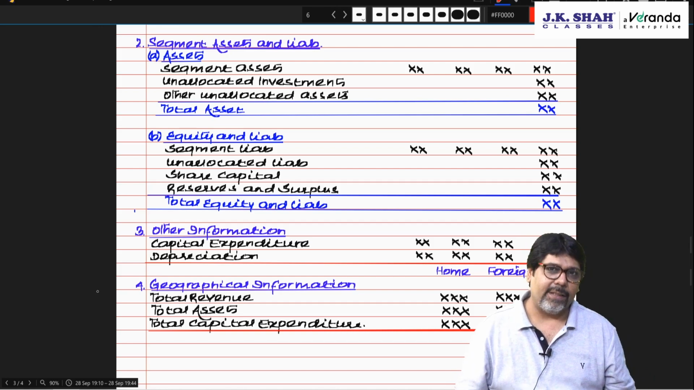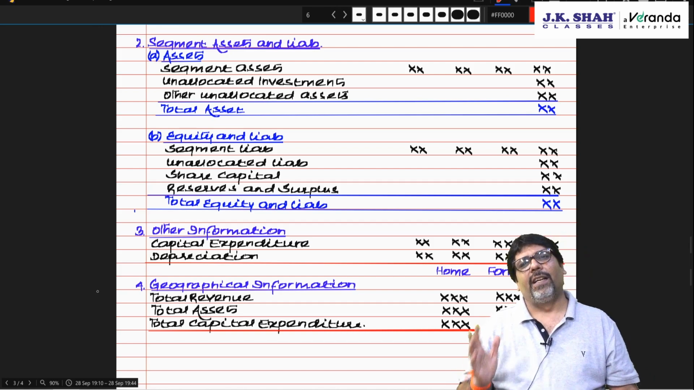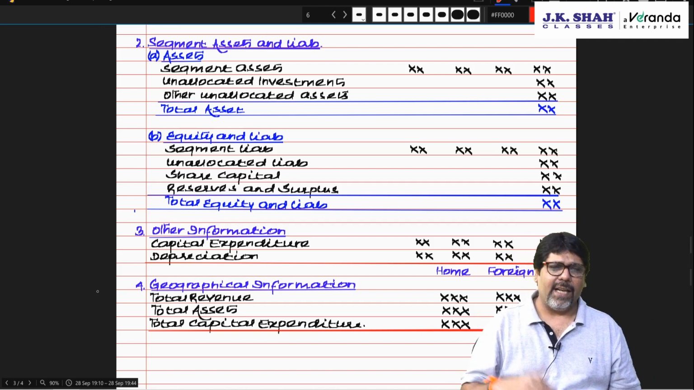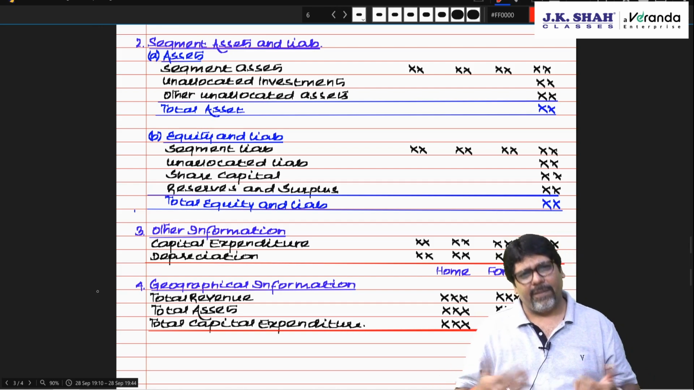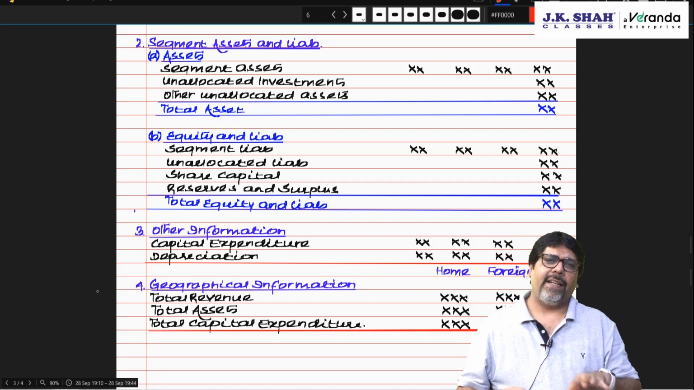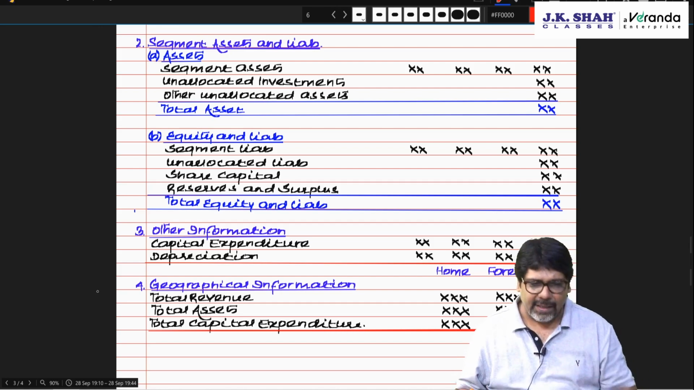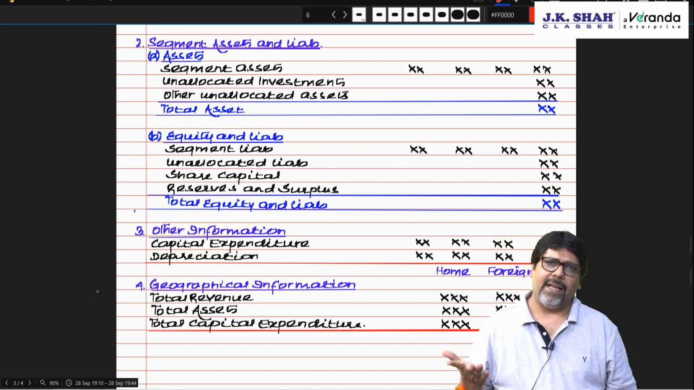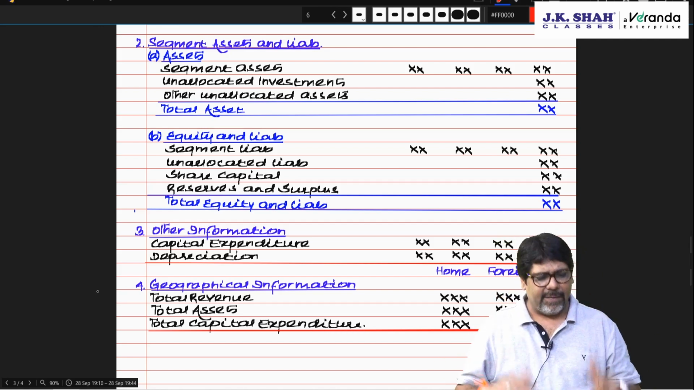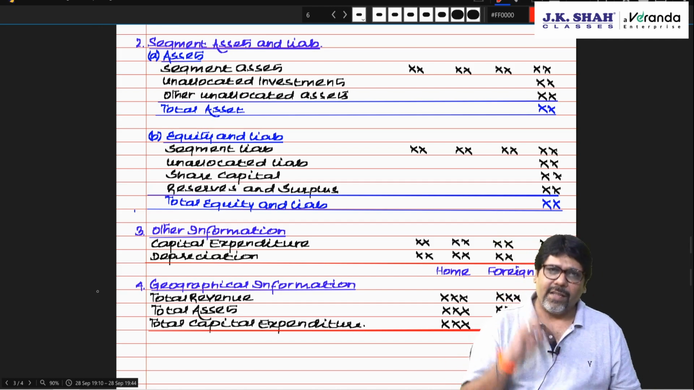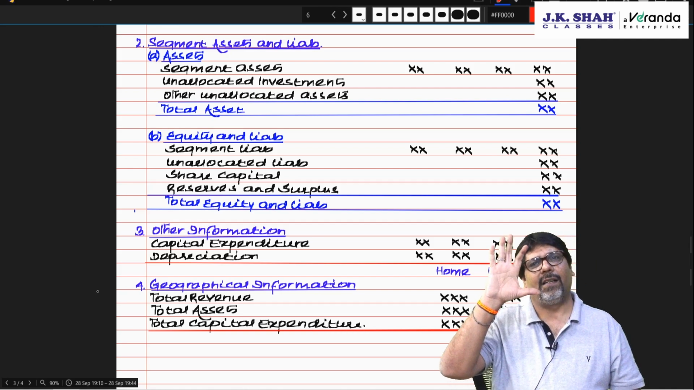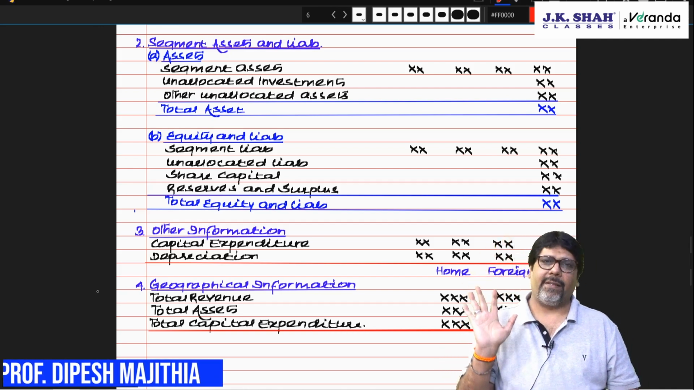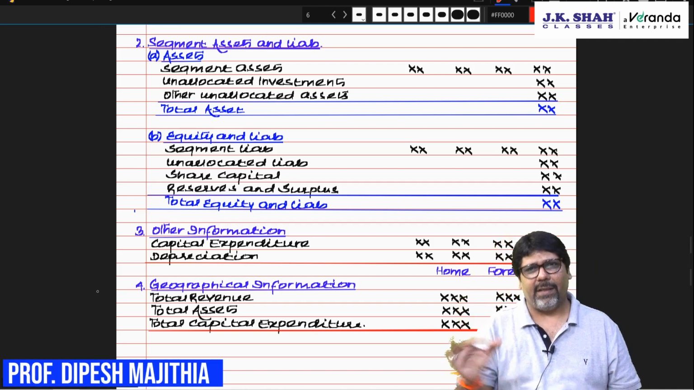Then geography also, you are supposed to disclose how much your revenue is generated inside India, outside India, or in home country, foreign country, but we are talking from the perspective of India. So I told inside India, outside India, assets inside India, outside India, and total capex inside India and outside India. Am I clear? So very simple standard. We have done questions on this. The questions are generally based on the tests and this preparation of the report. So those tests are very important and the report is very important.